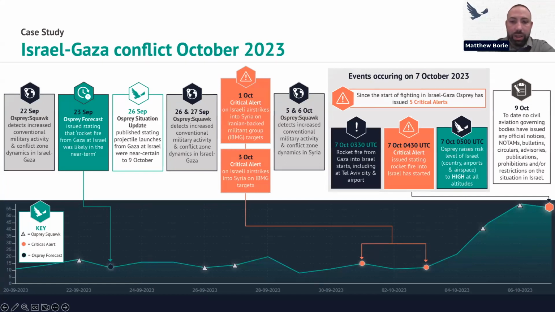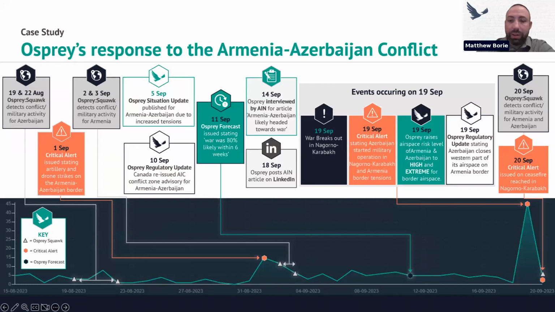Andrew, if you want to go to the next slide, we'll talk about another specific conflict. So another recent one from the Armenia-Azerbaijan conflict, you can see anomaly detections from our squawk tools happening weeks in advance of the Azeri military operation into Nagorno-Karabakh in the disputed border area with Armenia. You can see critical alerts being issued for significant activity and a forecast warning that a war was likely within 6 weeks that was issued at the start of September, and just weeks later, the conflict zone situation emerged.